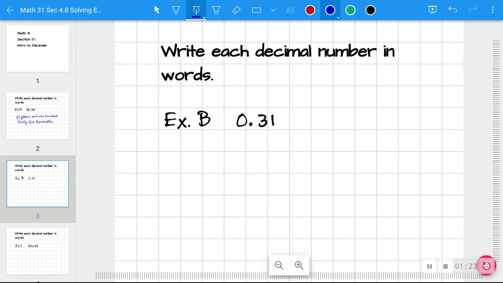Okay, let's see if I can avoid the brain damage problem on this next one here. Write the decimal in words. We don't need to say "and" because there's nothing to the left of it. So this one's easy. Just say 31, and the place value of the last digit would be hundredths.